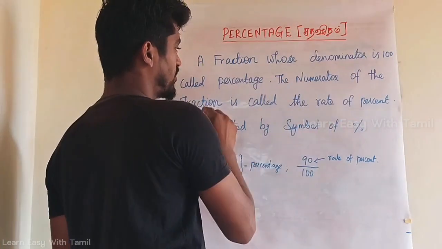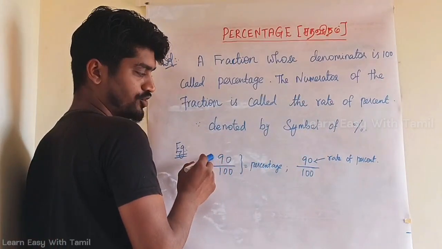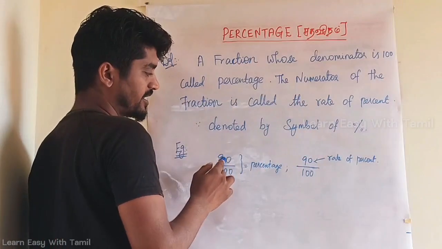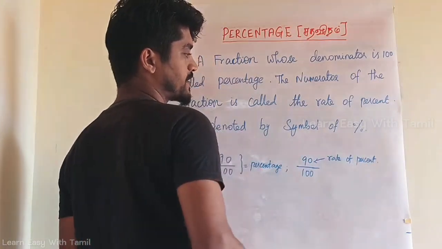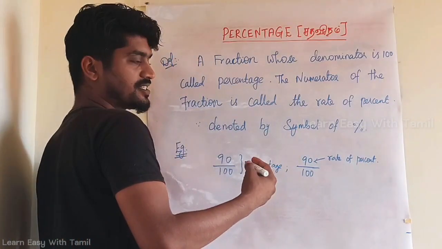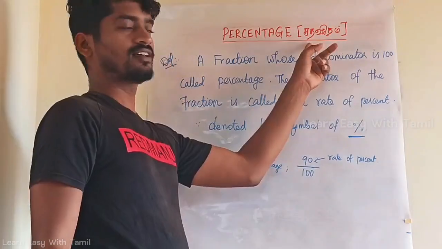The numerator of the fraction is called the rate of percent. Here 90 is the numerator and 100 is the denominator. The numerator value 90 is called the rate of percent. The percentage is denoted by the percentage symbol.